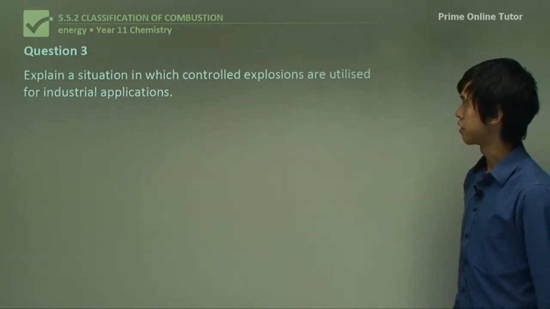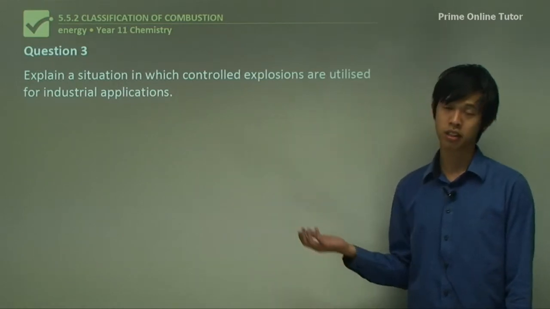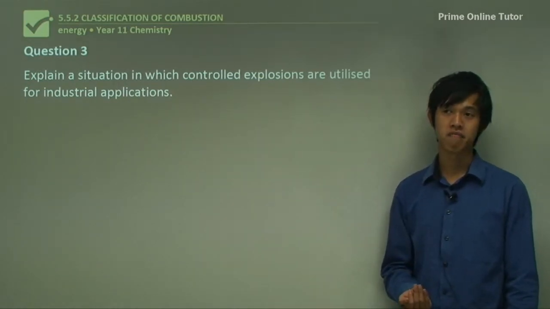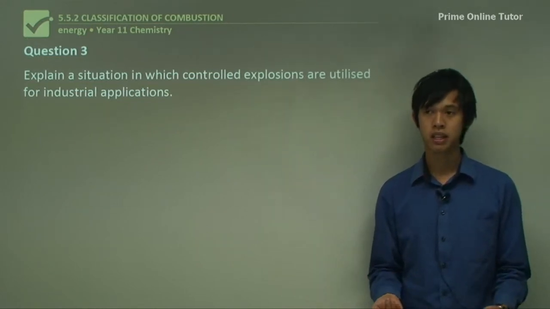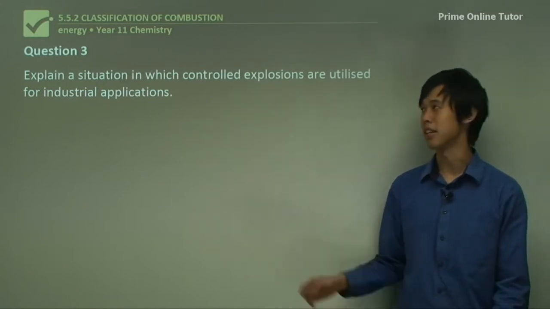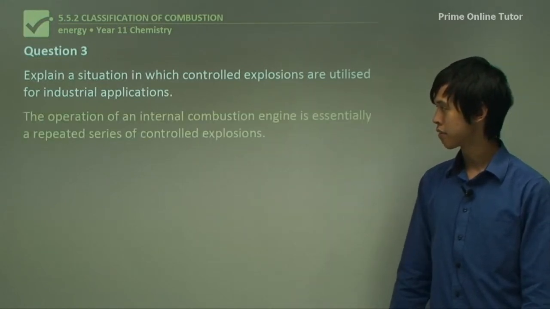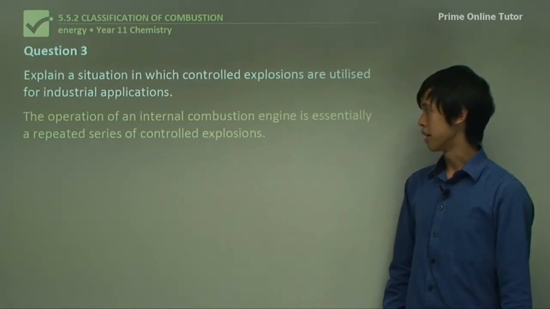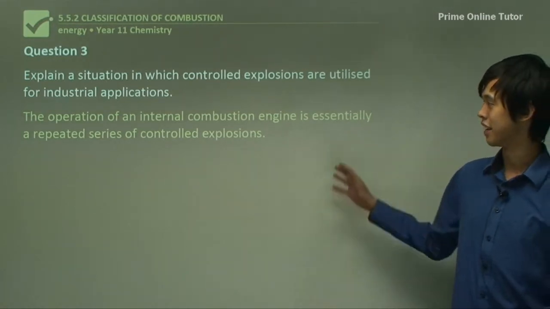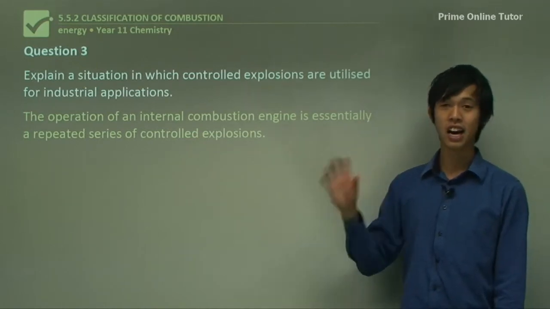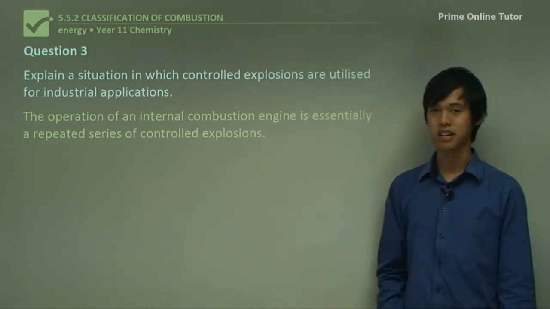Explain a situation in which controlled explosions are utilized for industrial applications. There could be lots of examples of this. Dynamiting in mining operations, when you use dynamite to blow things up, or to move rock from one place to another, is one example. But here's a more close to home version for you guys. The operation of an internal combustion engine is essentially a repeated series of controlled explosions. This sounds like a really dangerous thing, but your car is just running on little tiny explosions that we're controlling to use for our own purposes.